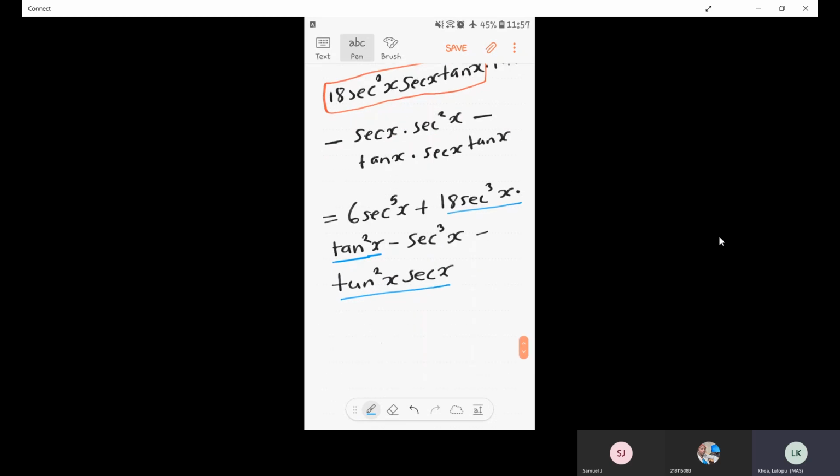So when I work out the fourth derivative of 0, what I get is 6 times 1 because sec of 0 is equal to 1, and then 1 to the power 5 is just 1. The second term is 0. Then the third term, I get minus sec of 0, which is 1. 1 cubed is just 1. And then the last term is 0. So this leaves me with 5.